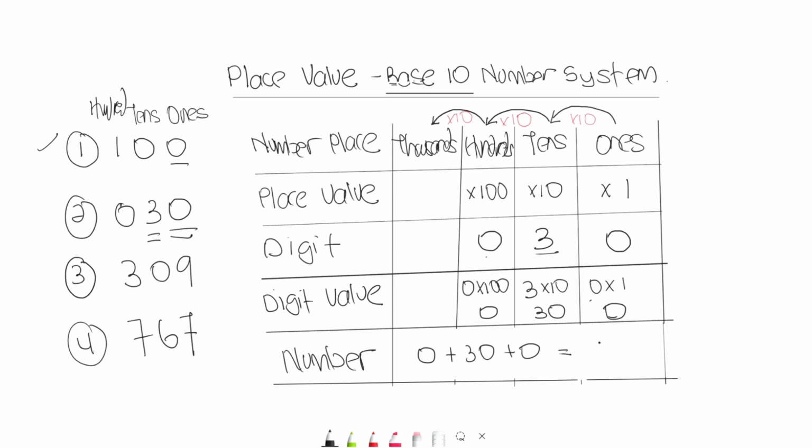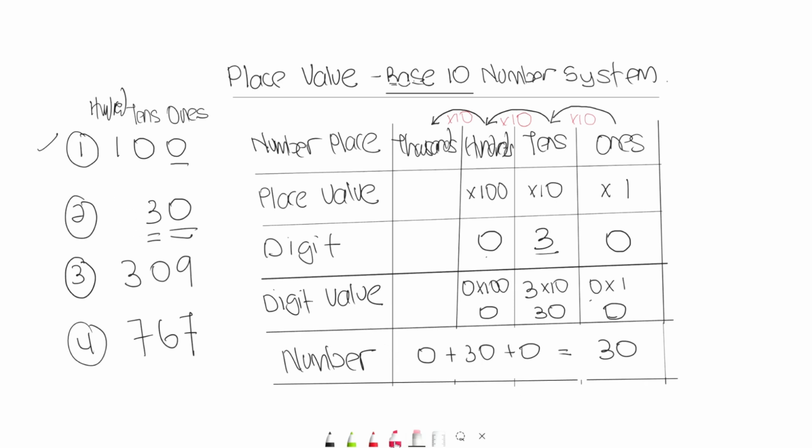So it becomes 30. The leading 0, the 0 before a non-zero number, is not required to be written. Like in this case, a 0 before a non-zero number is not required. It does not give you any information. It does not give you any value. So you can exclude that.